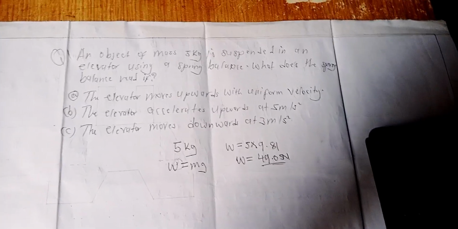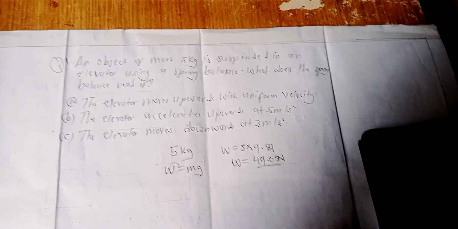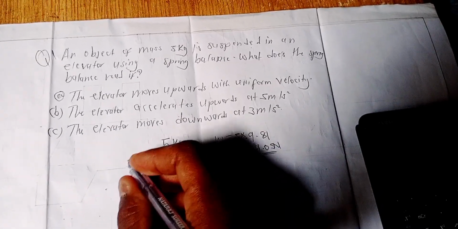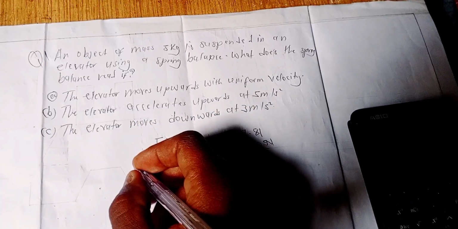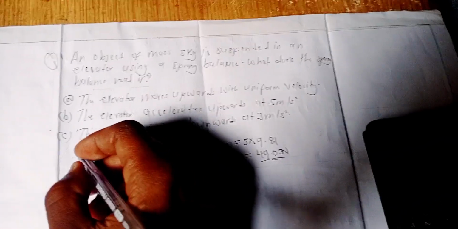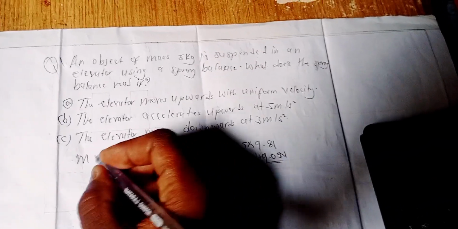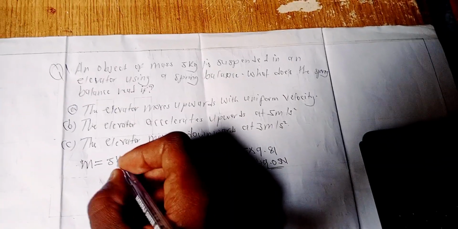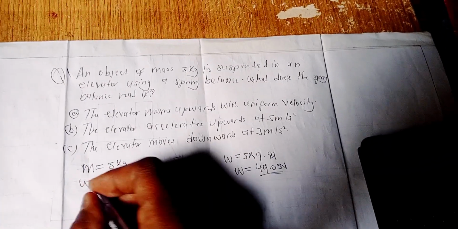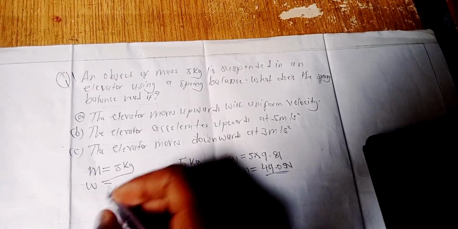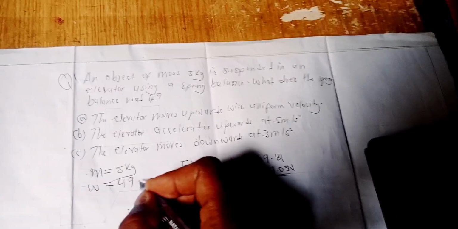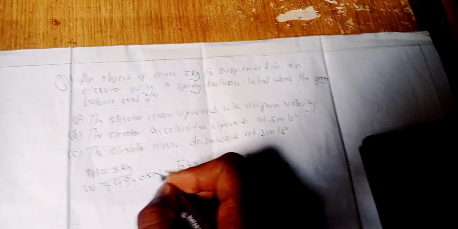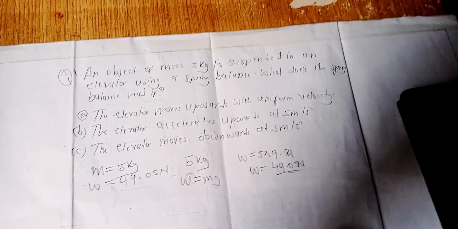Next, we said we need to list down what we have been given. We only have been given the mass, which is 5 kg, and the weight, which we just answered, which is 49.05 newtons. So this is what we have been given. And we need to draw a free body diagram.